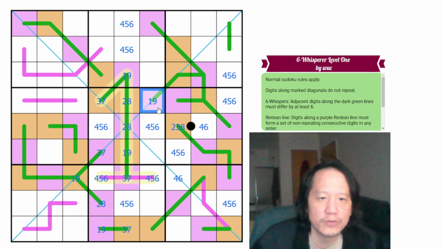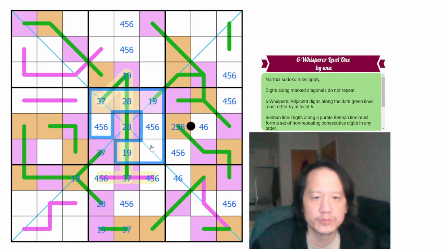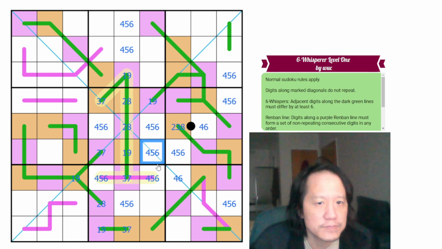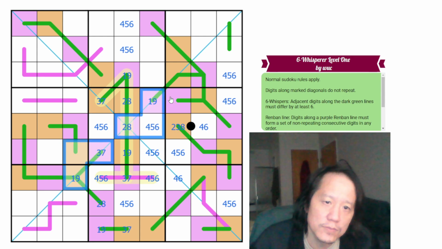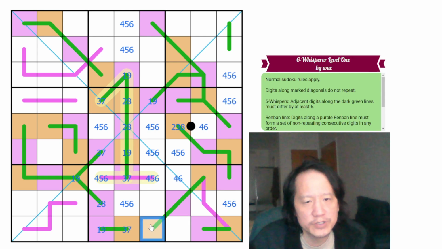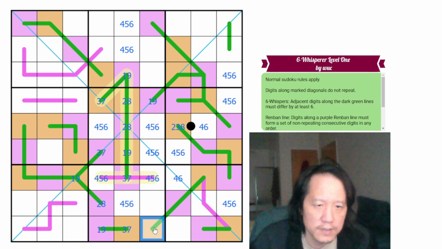So we know we have 6 digits in box 5, which are on the 6 whisperer line. So this must be a 4, 5, or 6. Let's see. This has to be, well, we don't know. It's 1, 9, or 2, 8. Orange.